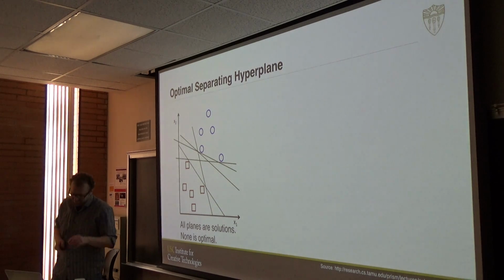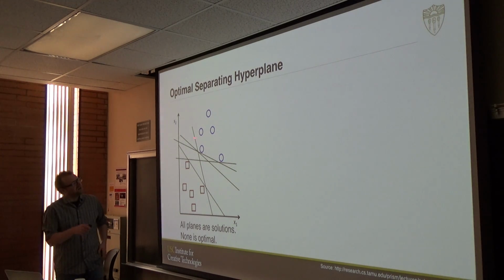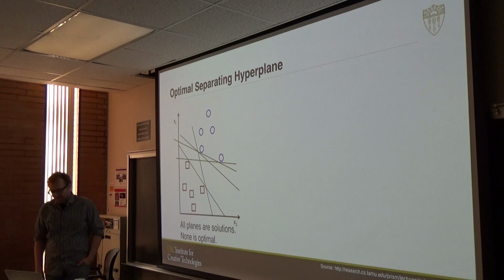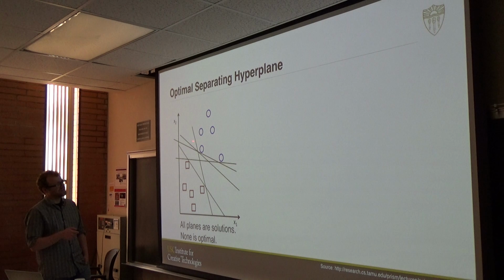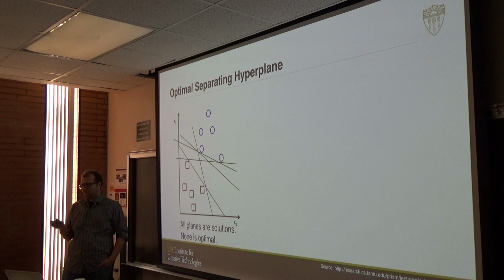Okay, so all of these separations here for this problem are valid solutions, and I'm just trying to introduce, and I think we talked about this a little bit already, but we want to define what an optimal separating hyperplane is. And so we have all these solutions, and all these solutions are fine and really great, actually. They separate the problem perfectly, no mistakes made.